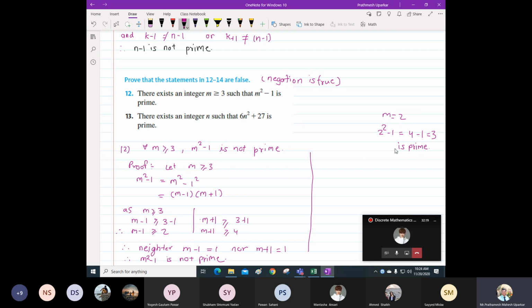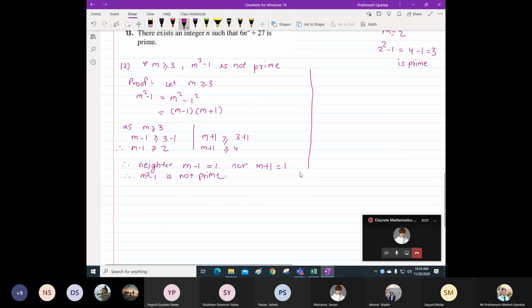What about this? What is the negation? 13 का negation क्या होगा? सर हाँ, हमने 12 का नेगेशन लिया तो m greater than or equal to 3 का क्यों नेगेशन नहीं लिया?